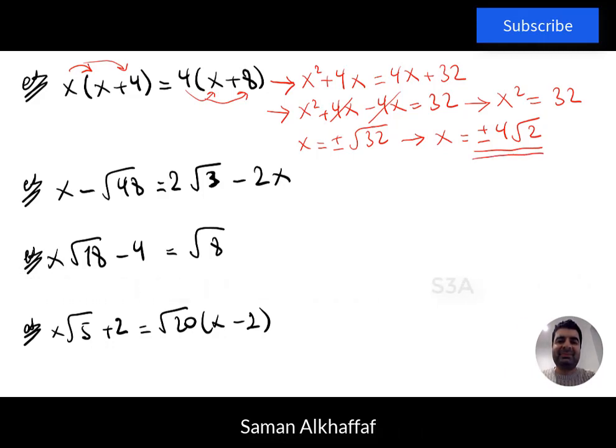In this expression, we have x take away root of 48 equal to root 3 minus 2x. Ideally, any bigger root, we'll try to simplify to the smaller root in the expression. In this case we have root 3, so we can see that root of 48 can be simplified to roots along the line of root 3. So x take away root of 48 can be simplified to root of 16 root 3.